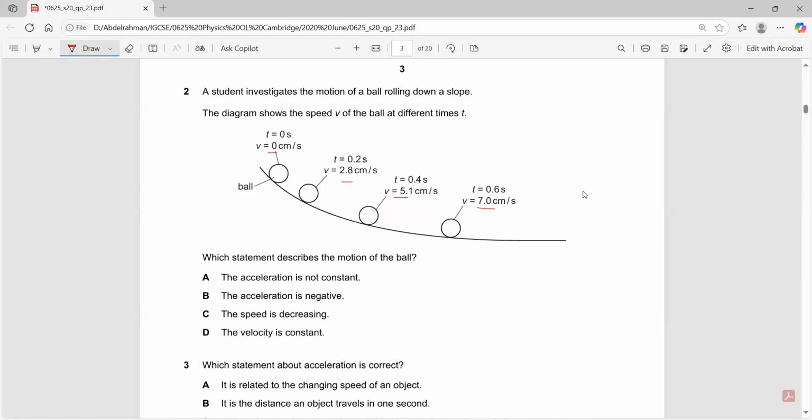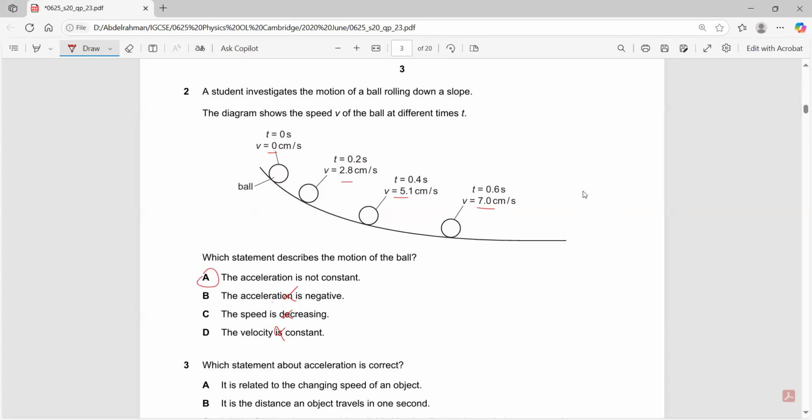Let's see. First of all, can I cancel out some of the wrong answers? Yes, I can. The velocity is constant? No, the velocity is obviously increasing. It's accelerating. The speed is decreasing? No, it is increasing. The acceleration is negative? No, the acceleration is actually positive because it's increasing the speed. So the only right answer would be that the acceleration is not constant.